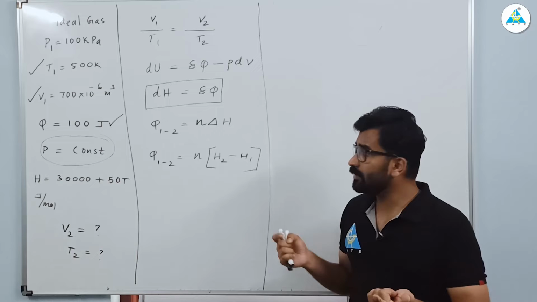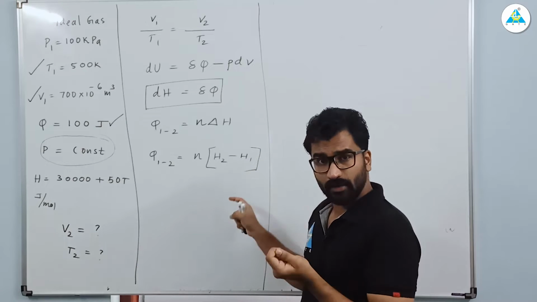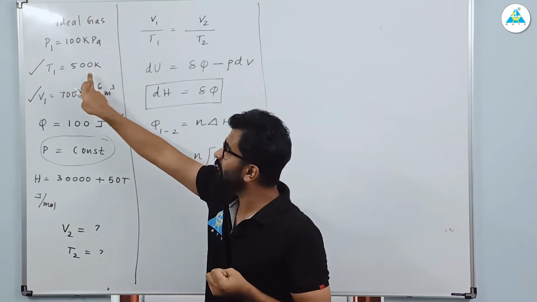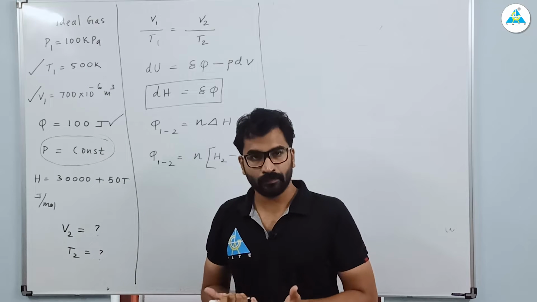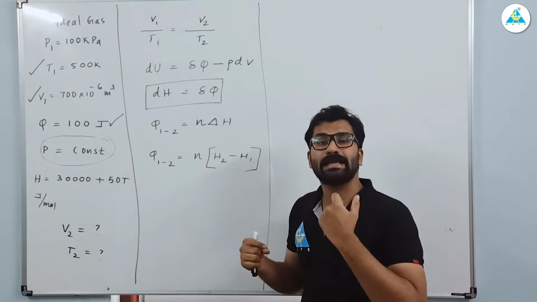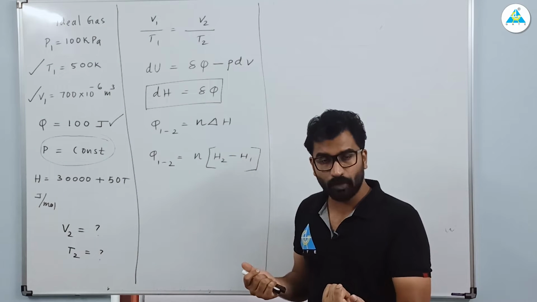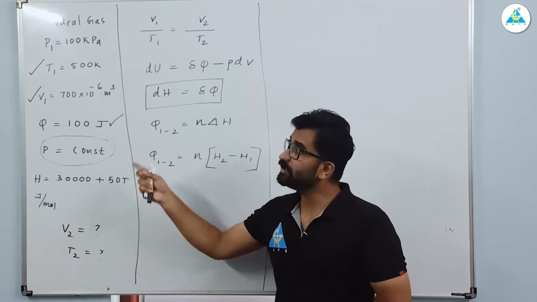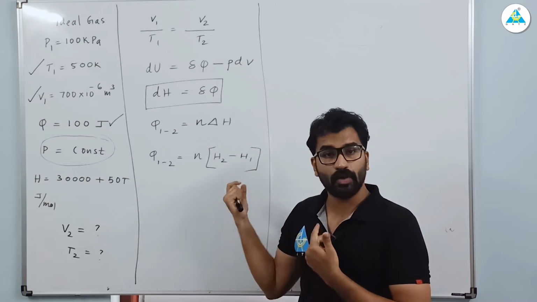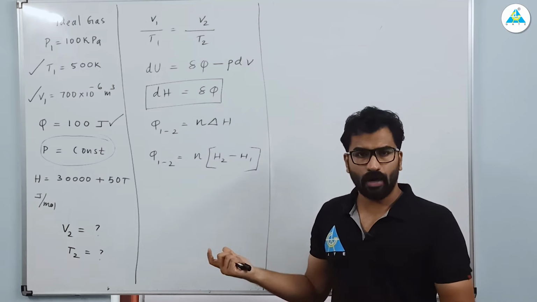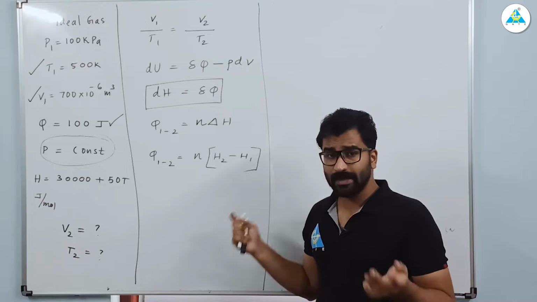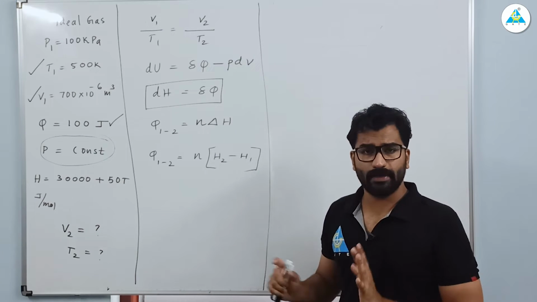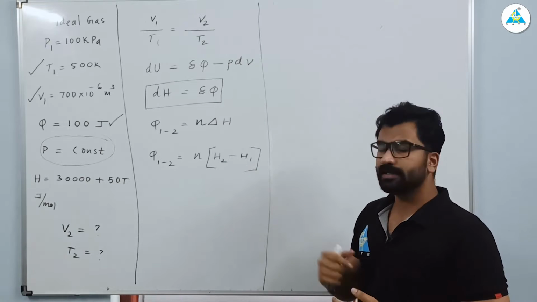What is your state 1? Your state 1 is when your properties are 100, 500 and 700. Clear? H2 is the state 2. The state 2 is the state at which your temperature will be T2, volume will be V2 and pressure will be P2. For our understanding here, pressure is the same. P1 and P2 are equal, right? So how can you find H2 and H1?